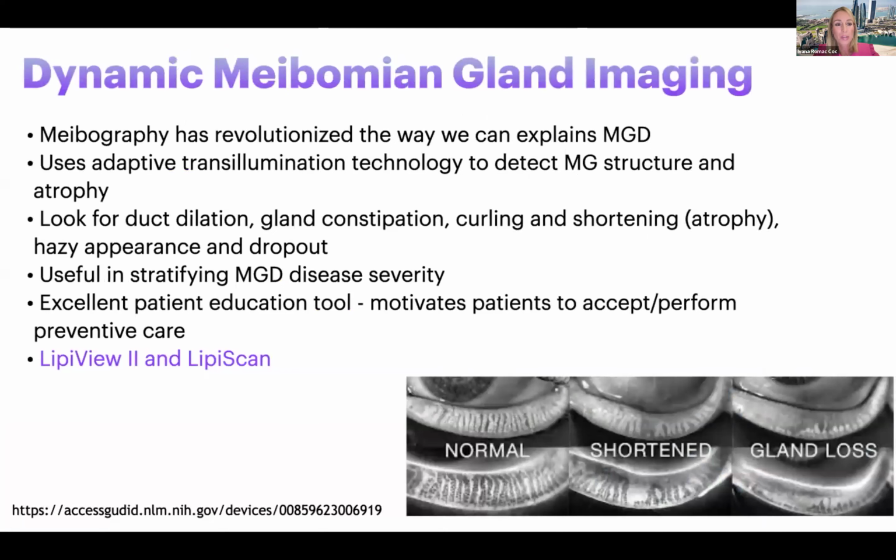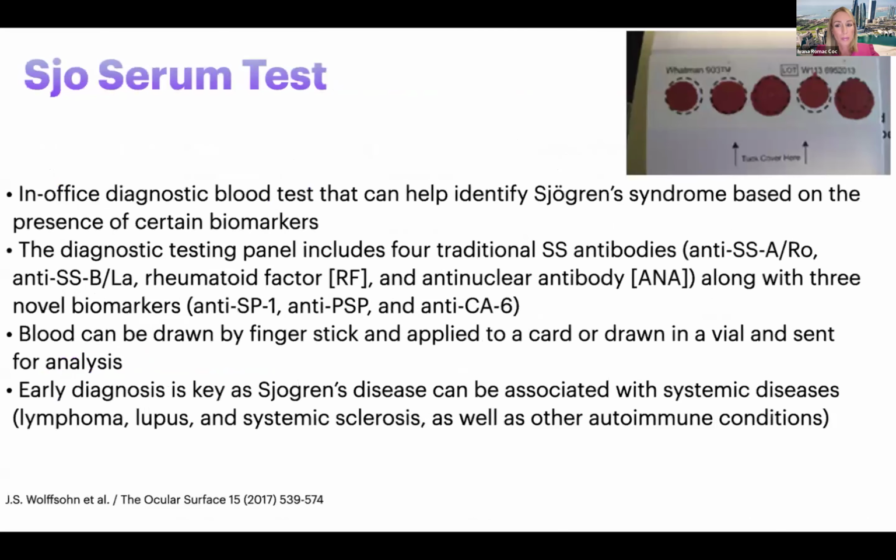Dynamic meibomian gland imaging is a great testing modality. It has revolutionized the way we can explain meibomian gland dysfunction. It's using transillumination technology, and it can help us to see meibomian gland structure. We can look at the duct dilation, contortion, shortening, and the dropout of the glands. And it's useful in stratifying disease severity, and it's also an excellent patient education tool. By showing the patient, we can motivate the patient at least to perform preventive care.